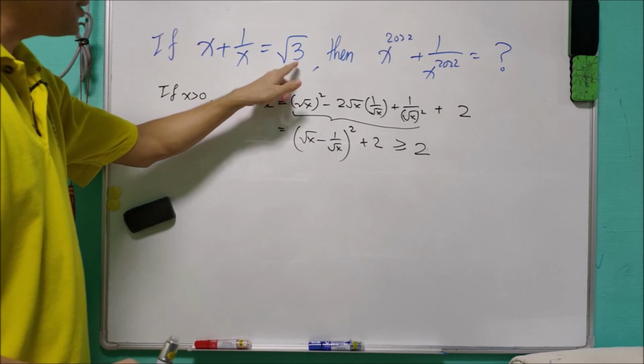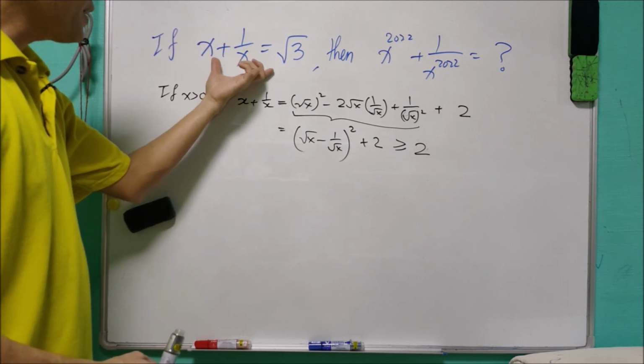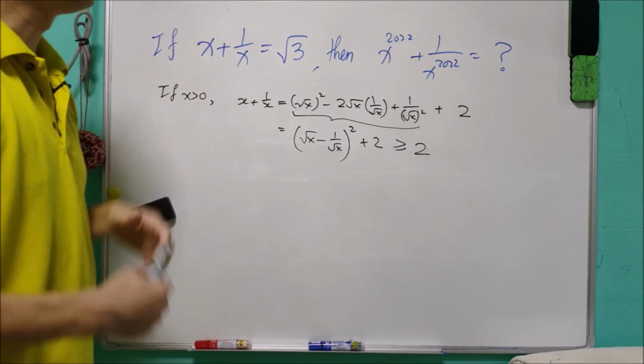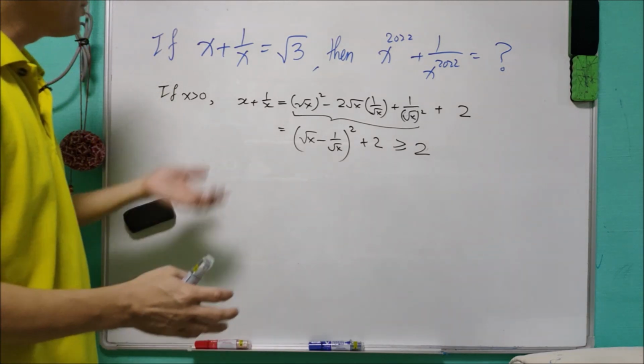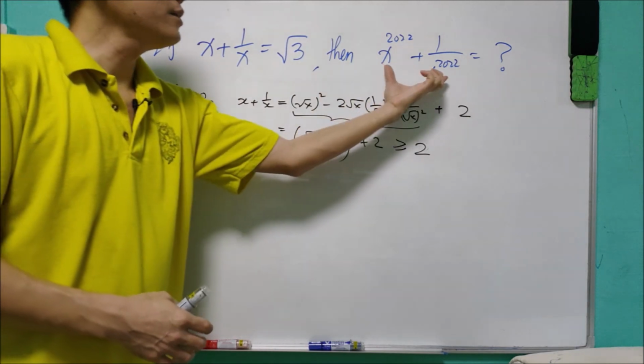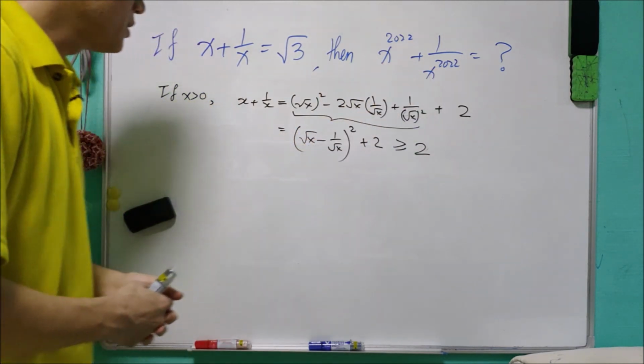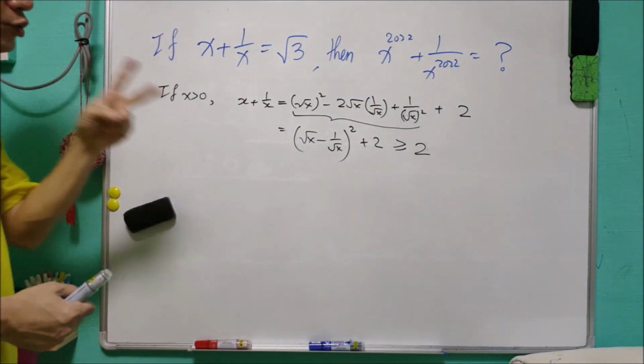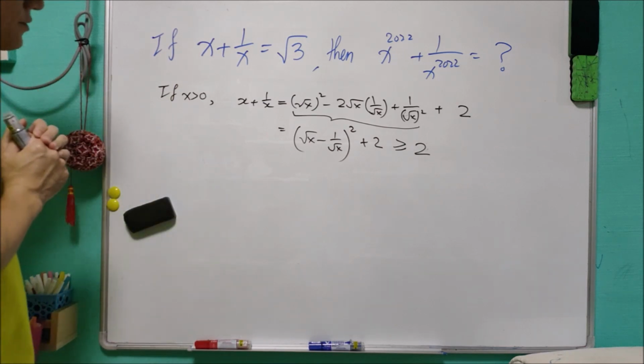Note that square root 3 is less than 2. It means that x here is not a real number. But it's not important whether x is a real number or not. Our task is to find the value for this expression. So I'll provide two different ways of getting this value.